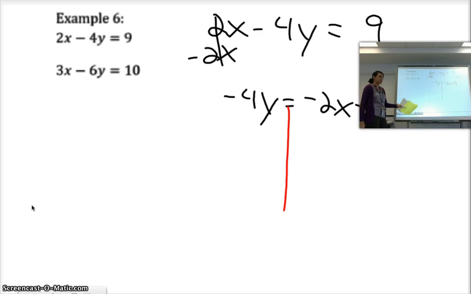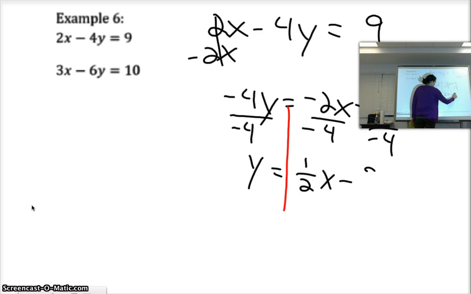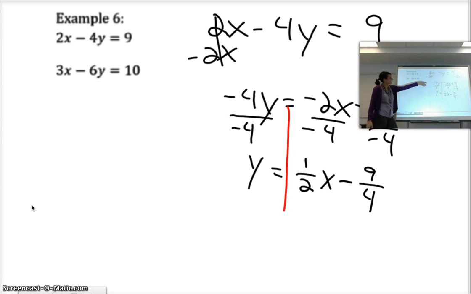All right, what's the next step here? Divide by negative 4. The way I went from this step, negative 2x over negative 4, 2 over 4 simplifies to 1 over 2, negative, negative is going to make it positive. Okay? I'm not going to spend a lot of time on this because this is the algebra piece you should already know.